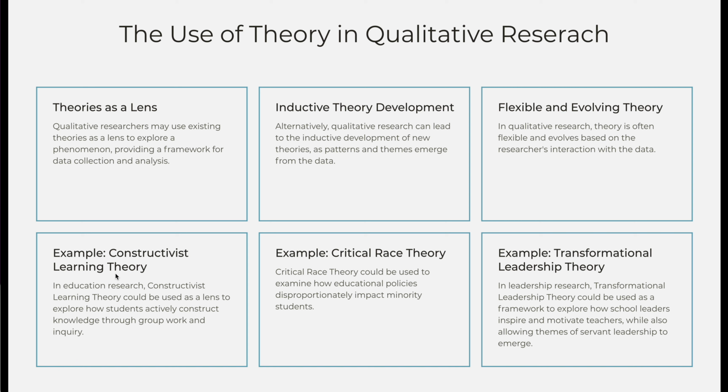And then I've got some other examples that, for instance, in critical race theory, if that's driving things and I'm looking at educational policies in my dissertation and I'm exploring those policies and how they impact minority students, that's critical race theory. If I'm looking at leadership qualitative research and I'm looking at exploring how school leaders inspire and motivate teachers based on their leadership style, transformational leadership theory would be where I'm going.